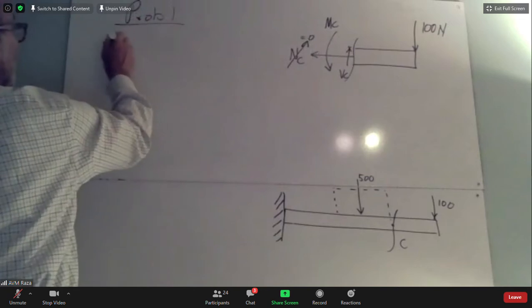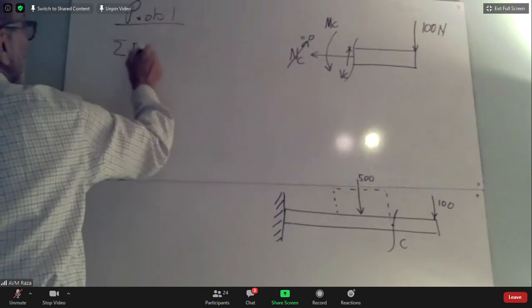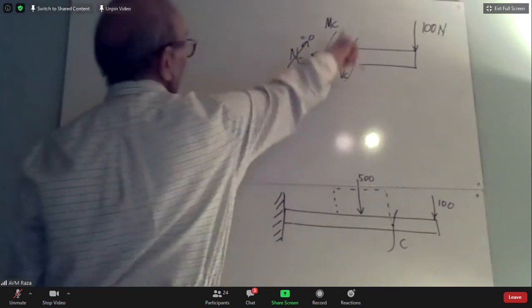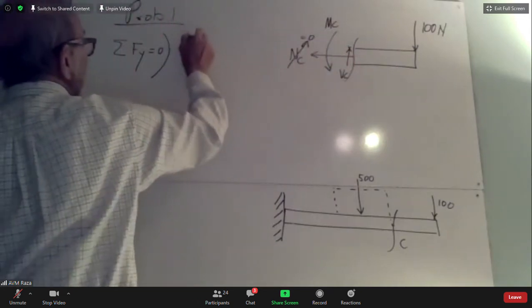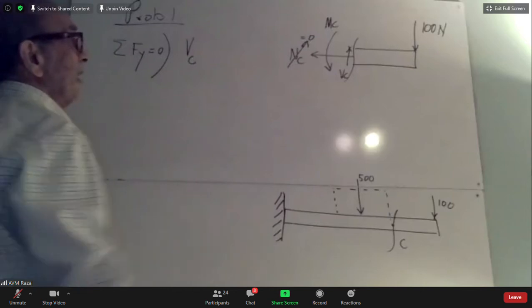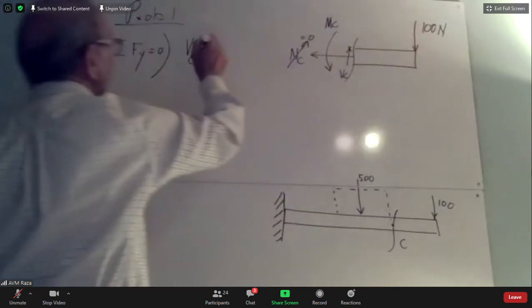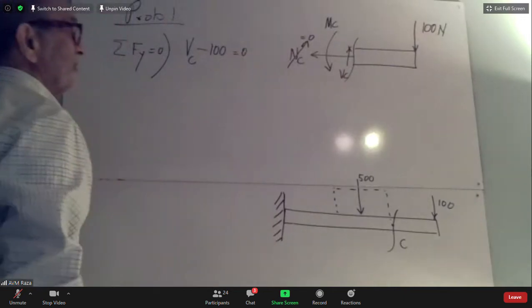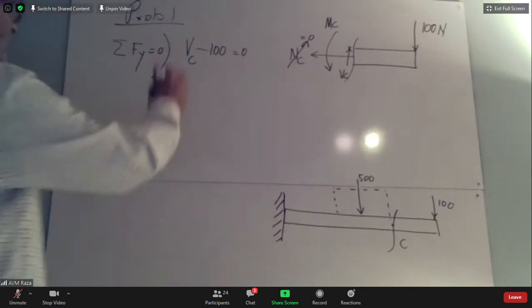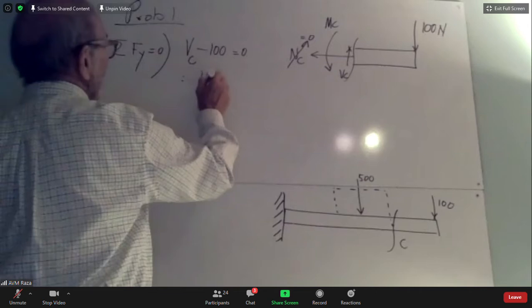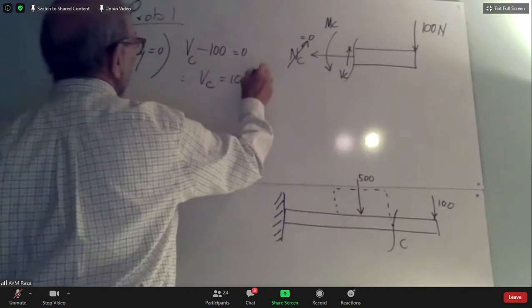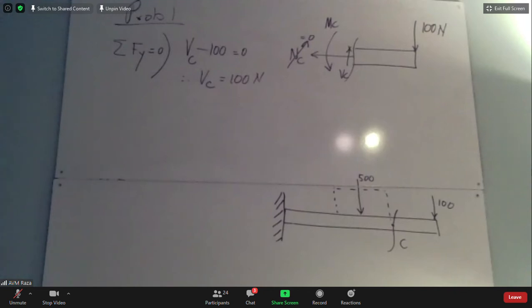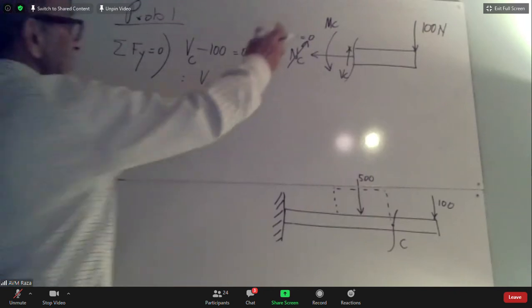The second one would be sum of forces in y direction equal to 0. What will that equation give me? So VC is in the positive direction, VC, and 100 is in the negative direction. VC minus 100 equal to 0. There is no other force in y direction. Therefore, we find VC is equal to 100 newtons.